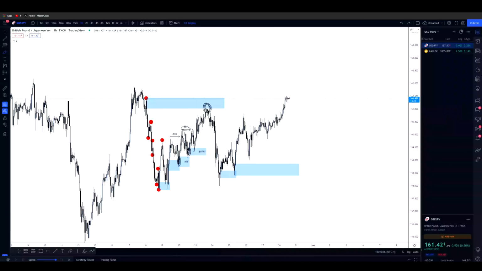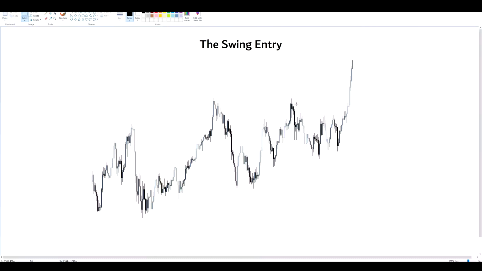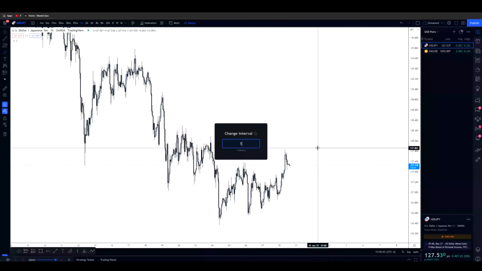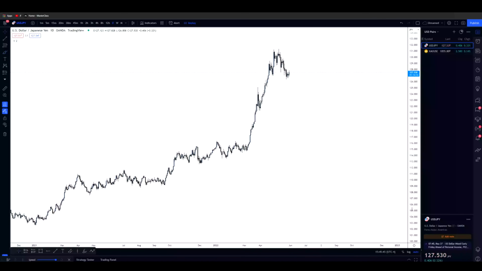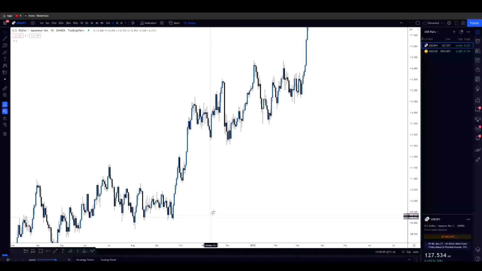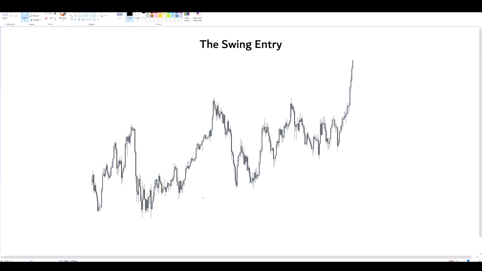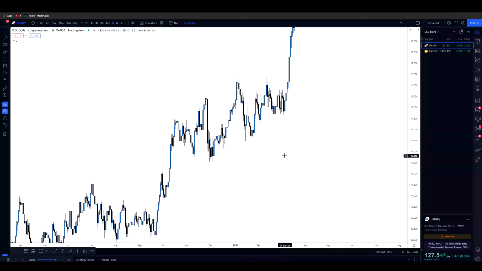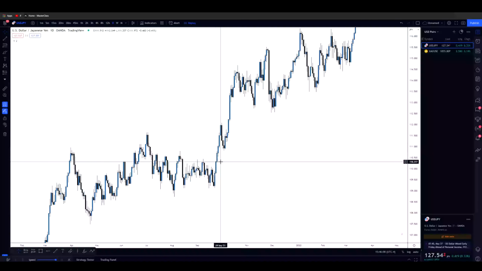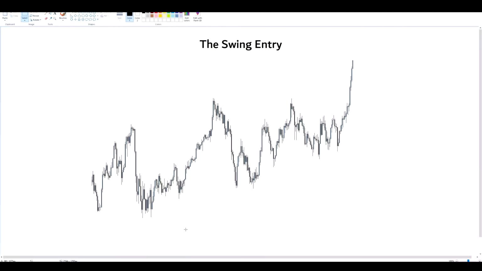So that's one. Now we'll go over the second one. The second one is called the swing entry. This is one that I love to trade. This is probably one of the easiest setups to trade, but it requires a lot of patience, and I'm not gonna lie, it took me a while to learn how to be patient. But once you get that patience and you actually know how to trade it properly, it's probably one of the best ways to trade. So what am I talking about? What is called the swing entry?